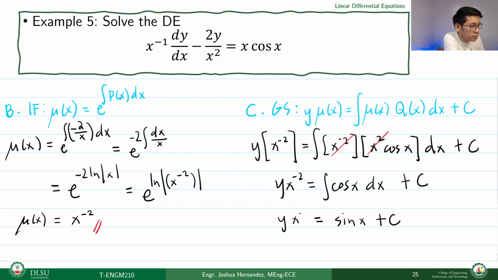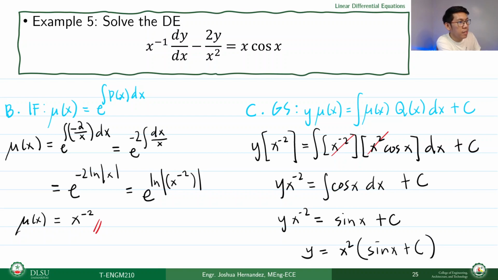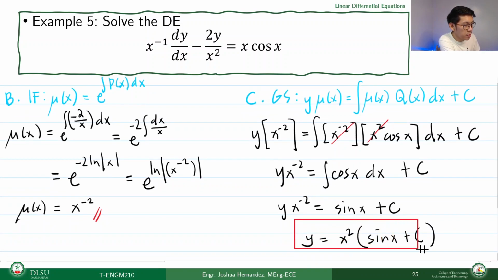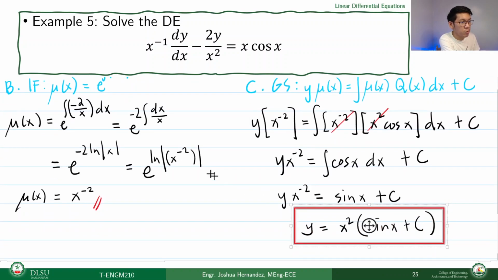y x raised to negative 2. And finally, an expression for y explicitly equals x squared sine x, x squared quantity sine x plus c. Yan. And there we have it, ladies and gentlemen. Our final answer. We have y equals x squared quantity sine x plus c.